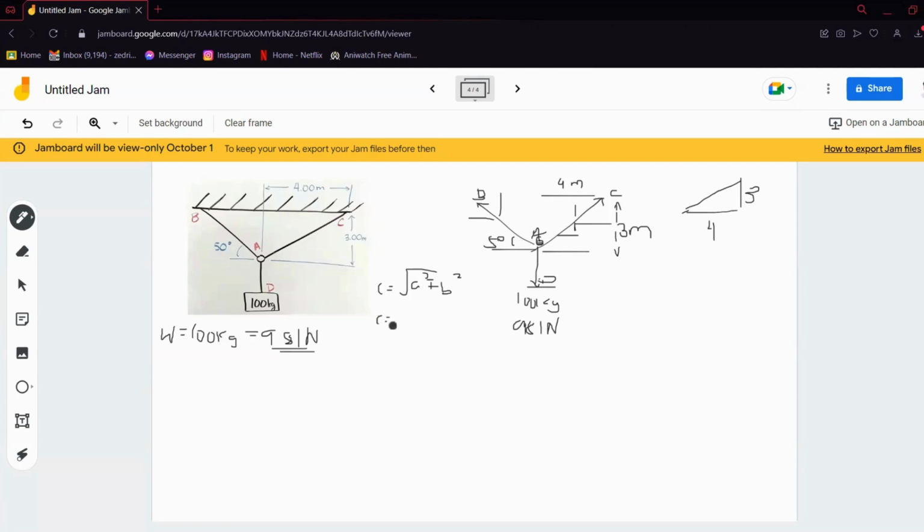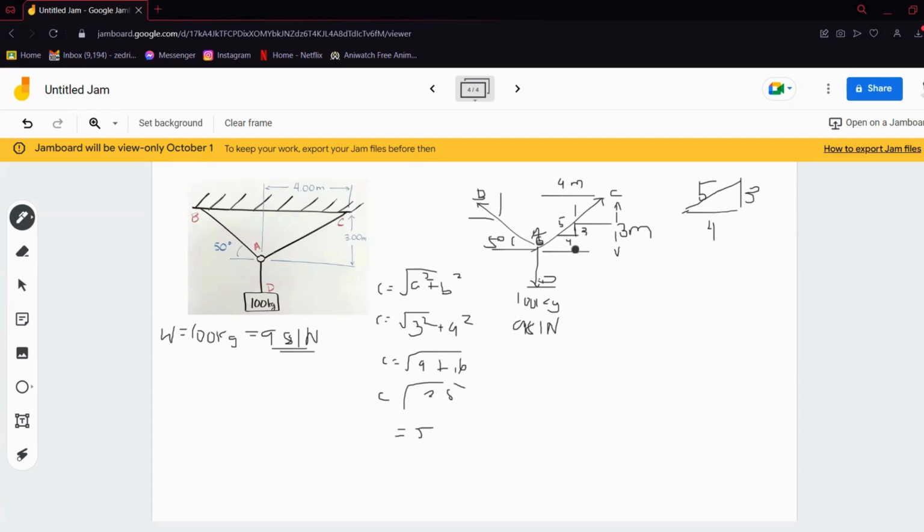So the hypotenuse equals the square root of a, which is the opposite side, 3 squared, plus b, which is the adjacent, squared. So in the algebra, simplifying it, we have 9 plus 16. So it means square root of 25, and that will be 5. We'll put in here 5. So we have hypotenuse is 5, adjacent is 4, and the opposite side will be 3.